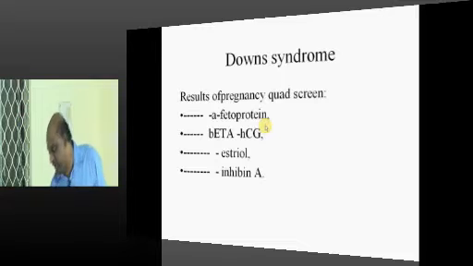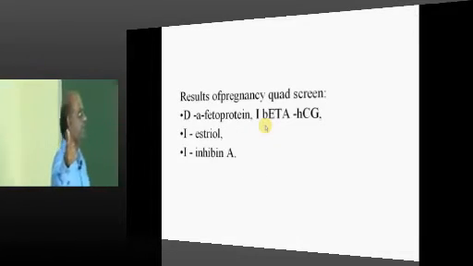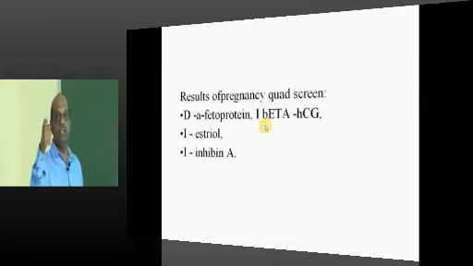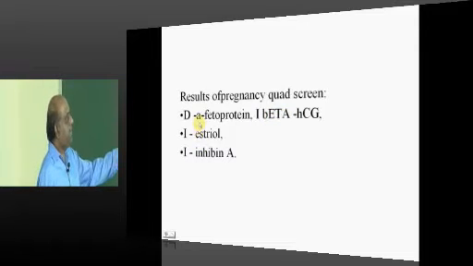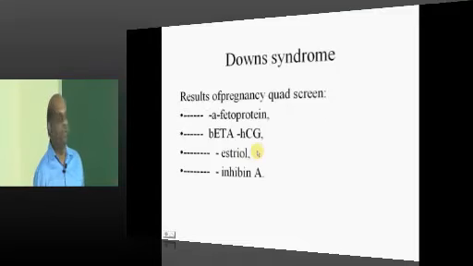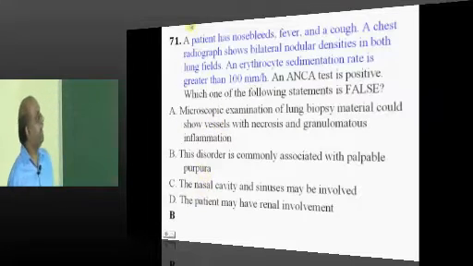Okay, that's good. So, decrease, increase, increase, increase. Right? Beta HCG and inhibin A are both typically increased in the quad screen. Okay.